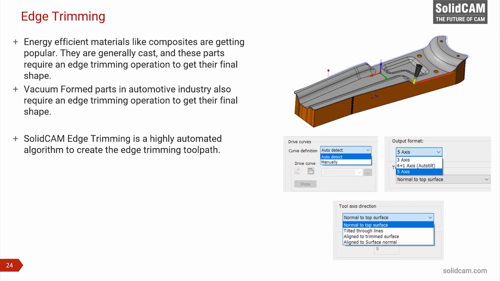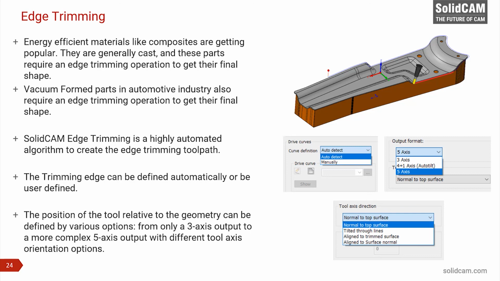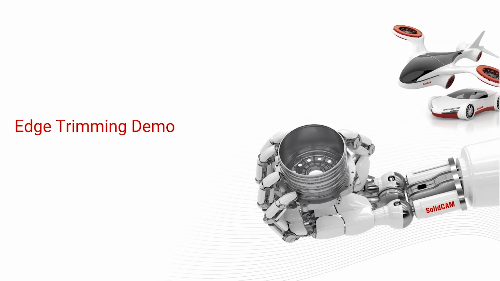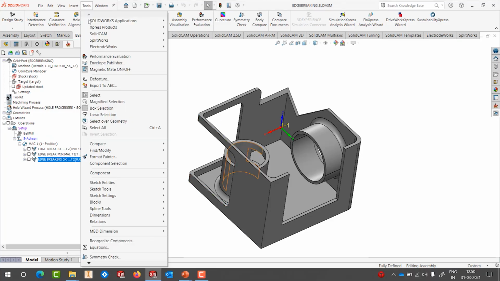So SolidCAM's edge trimming is a highly automated algorithm to create an edge trimming toolpath. The trimming edge can be identified, like in edge breaking, automatically, or it could be user defined. User can say, okay, use these edges and only do the trimming of these particular edges. The position of the tool relative to the geometry can be defined by various options, right from a simple 3-axis output to a more complex 5-axis output with different tool axis orientations. Let's look at a part with edge trimming.